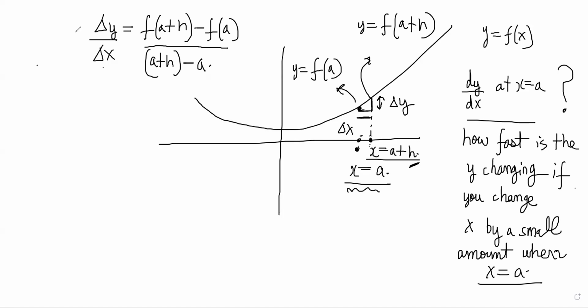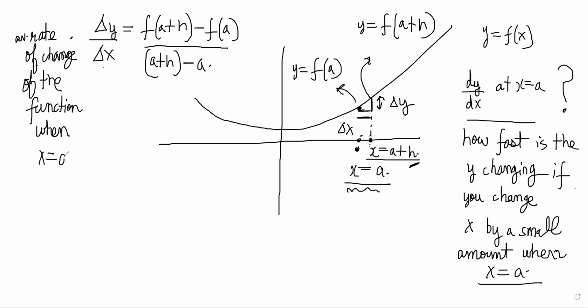Whenever I write a delta something, I mean the change in that something. And change is always calculated by doing final minus initial. Delta of anything is going to be final minus initial. Okay? Yes, sir. So this ratio actually gives us the average rate of change of the function when x changes from a to a plus h, right?